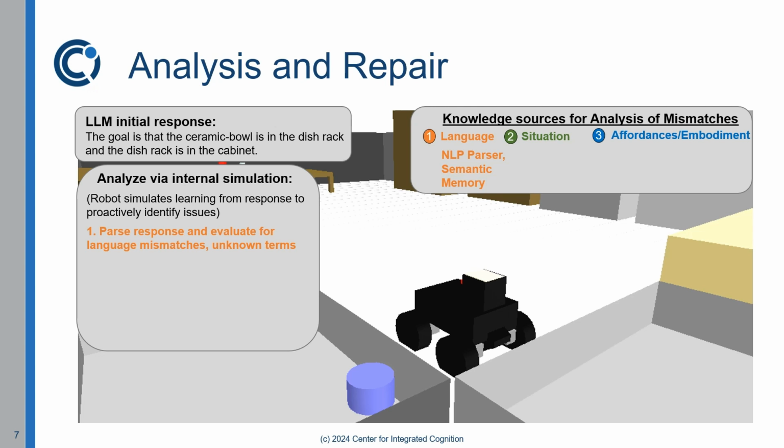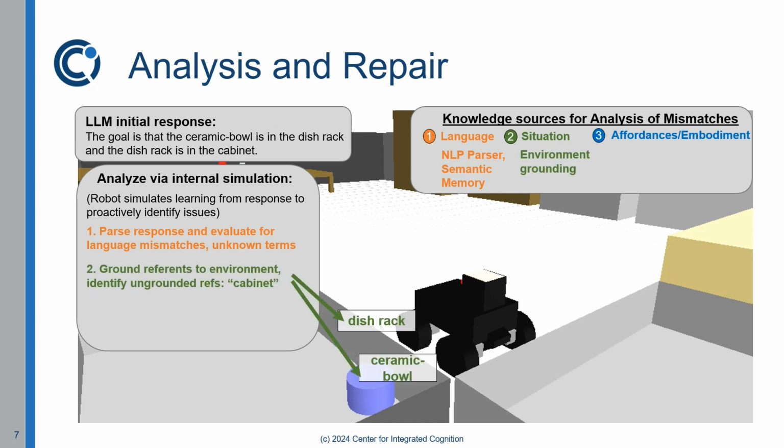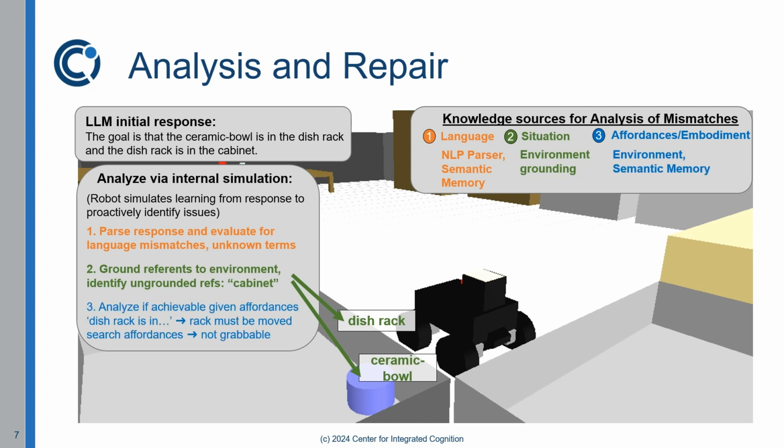First, it will parse the response using its language knowledge and evaluate for language mismatches and unknown terms. Then the agent will ground references to objects in the environment and identify ungrounded references. In this case, it is able to ground ceramic bowl and dish rack, but it can't ground cabinet to anything that it is currently perceiving. Then, using affordance and embodiment knowledge from the environment and its semantic memory, it will analyze whether there are any mismatches of affordances, analyzing basically if the goal is achievable. So in this case, when it sees that the dish rack is in the cabinet, from this it infers that the dish rack must be moved.